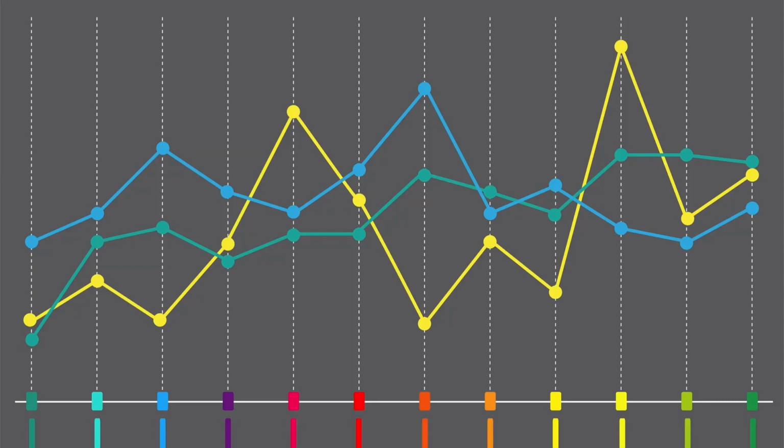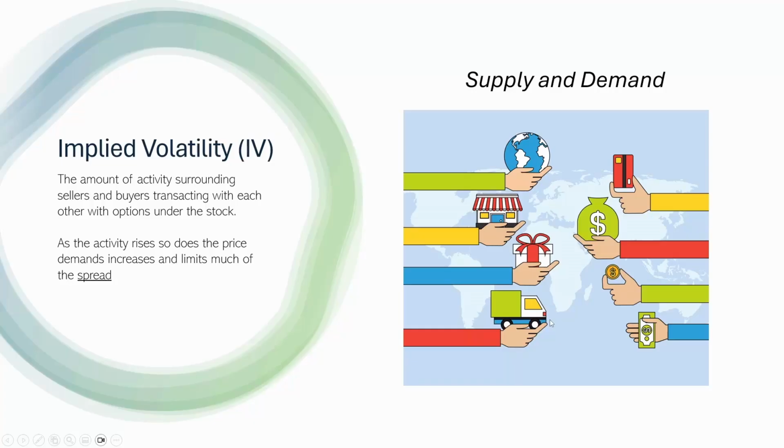Let's talk about more volatility, especially implied volatility, which looks somewhat like this. So implied volatility is really supply and demand. But what's supply and demand? Well, the supply and demand of the option actually. So this is the amount of activity surrounding sellers and buyers transacting with each other with options under the stock. As the activity rises, so does the price demands increases and limits much of the spread.